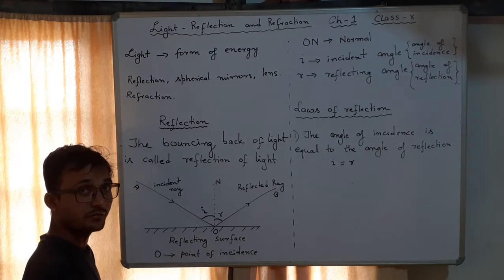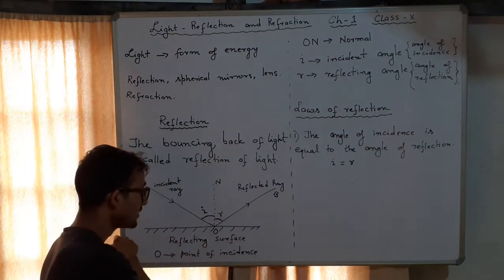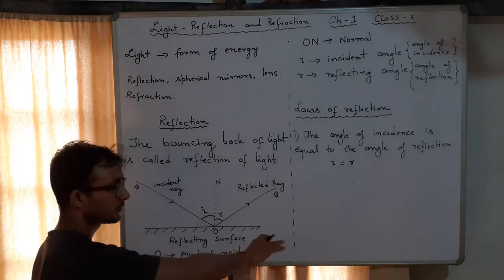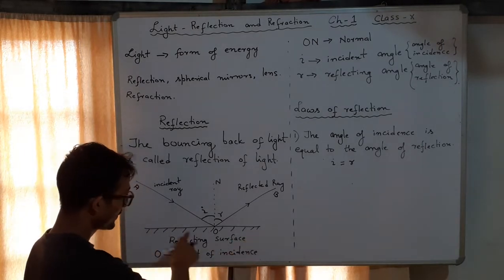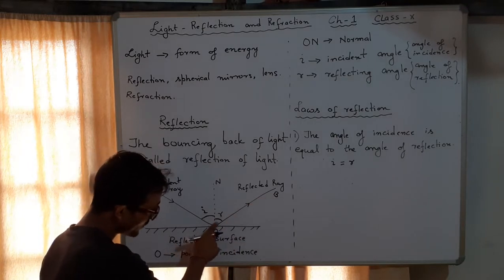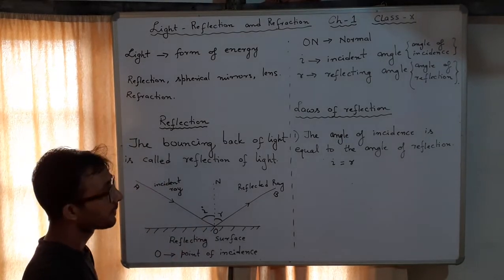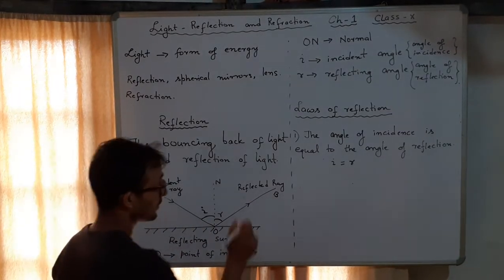Every time you study reflection, this is true for any reflecting surface. This may be a mirror, this may be a cloth, this may be a blackboard, whatever it is. The reflection is going to follow this. 30 degree, this will be 30 degree. 60 degree, this will be 60 degree. 90 degree, it will be 90 degree. So this is the law of reflection, number one.